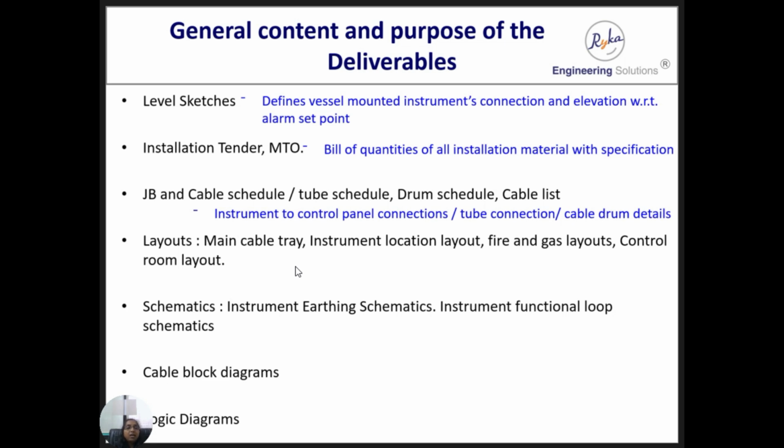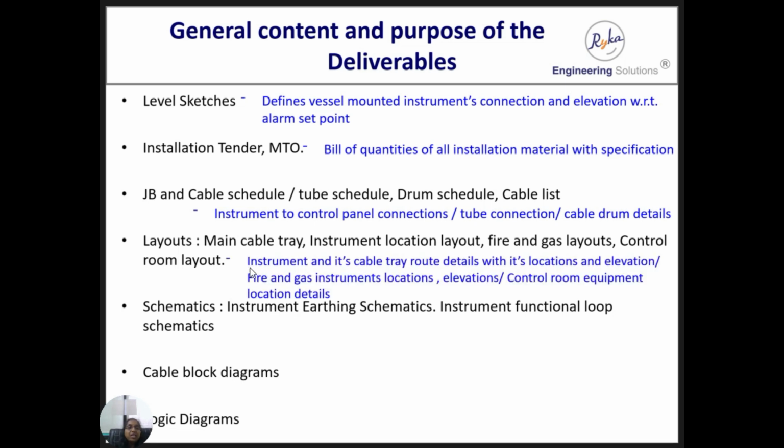Under layout, there are main cable tray layout, instrument location layout, fire and gas layout, control room layout. In main cable tray layout, basically instruments and cable tray route details with location and elevations are indicated for the trays between junction boxes and control system or control room. In instrument location layout, instrument location and elevation details are shown. Main cable tray layout and instrument location layout can be combined.